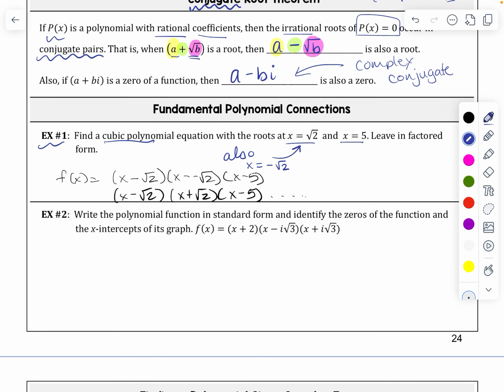Example 2, it says write the polynomial function in standard form and identify the zeros of the function and the x-intercepts of the graph, if f of x equals x plus 2, x minus i root 3, and x plus i root 3. So here's what this means. It says write the polynomial function in standard form. Remember, standard form is an expanded form. So we're going to multiply this out. Anytime that I see two conjugates, we're always going to focus on those two things first. Remember, when we're multiplying factors, we can only multiply two at a time. We're going to use FOIL to multiply this one.